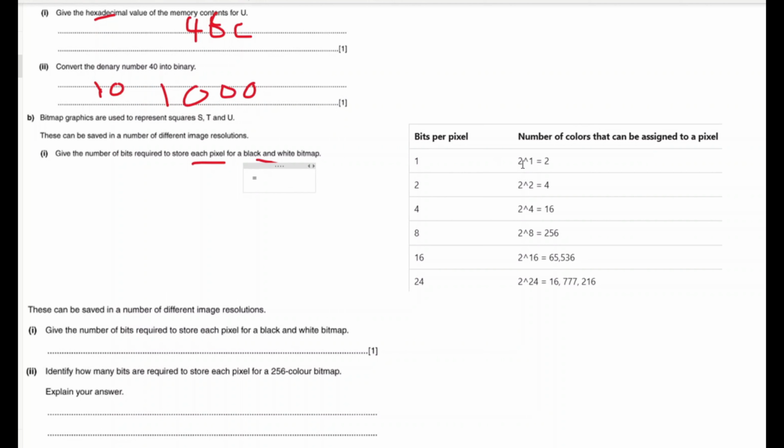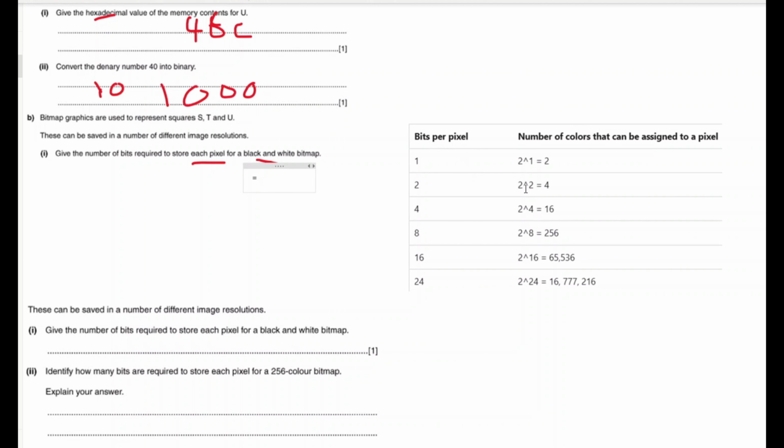If I use the formula 2 raised to the power n, and for n I write 1, I get the answer 2, which gives me the total number of colors being used: black and white. So you have to think logically: what should be the power of 2 so that I can get these two colors? If in the question they say you are using four colors, suppose you are given that you have to use four colors, then you have to determine the number of bits.